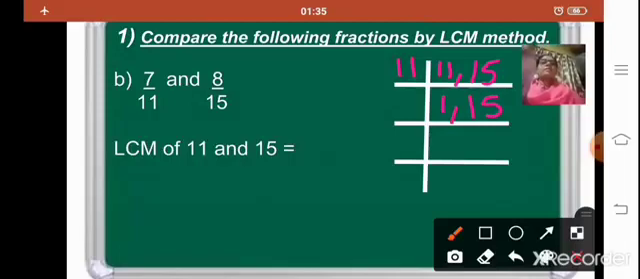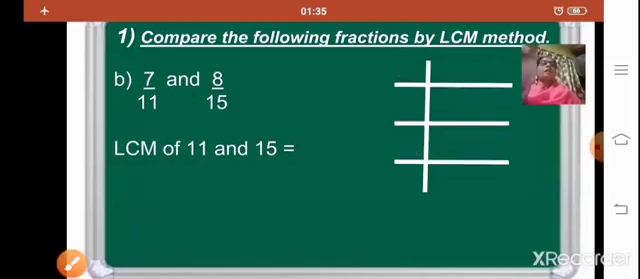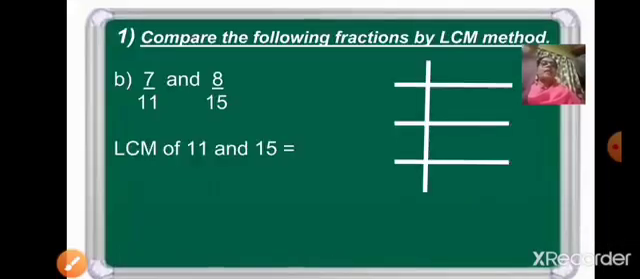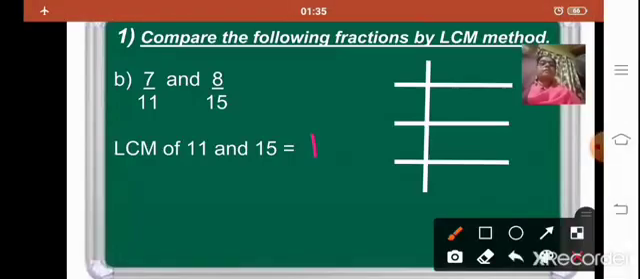Now 15 is divisible by 3. 3 5s are 15. Again 5 is divisible by the number 5 itself. 1. Now just multiply all the three numbers to find the LCM of 11 and 15. 11 3s is 33. 33 into 5 is 165. So your LCM of 11 and 15 is 165. So what is your LCM? Your LCM is 165.